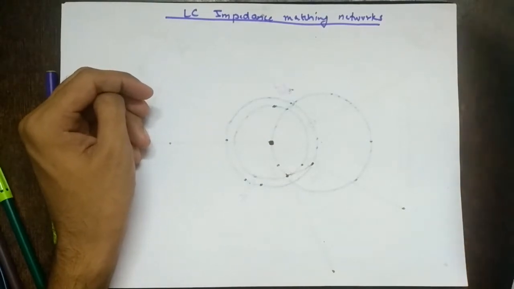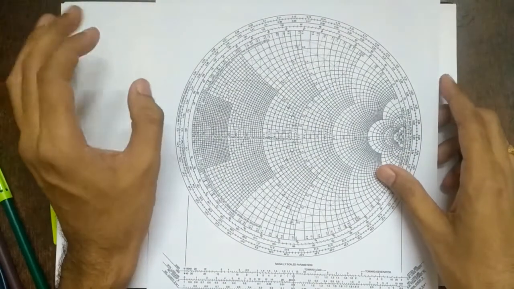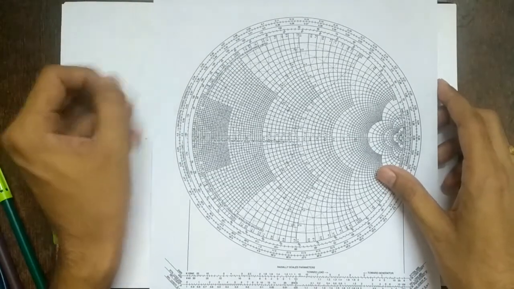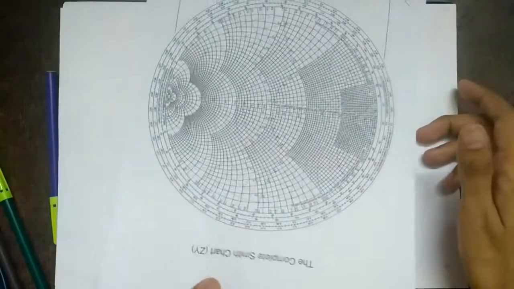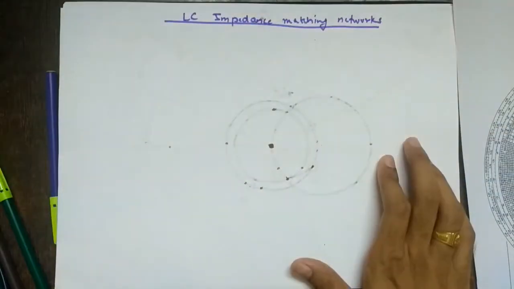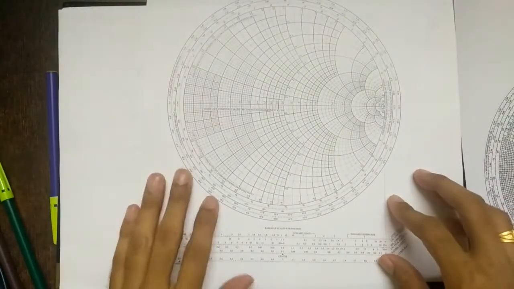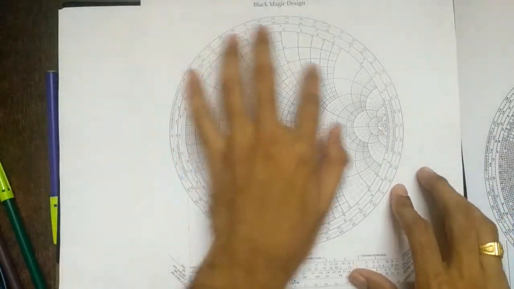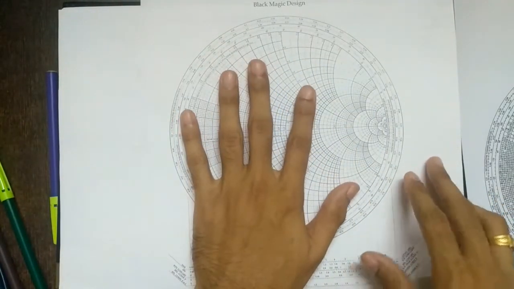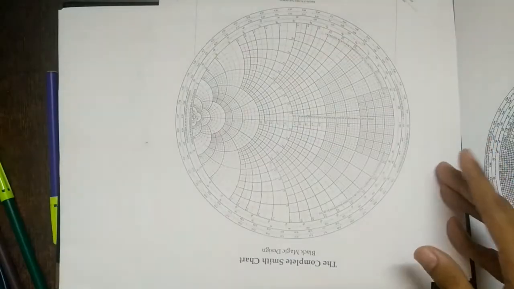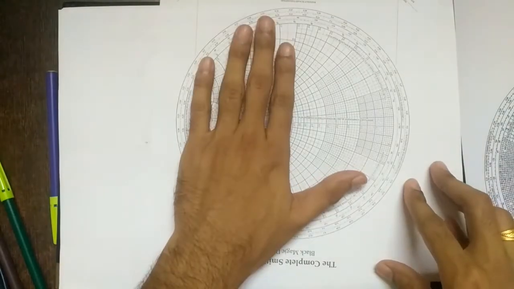So far we have used what? A normal Smith chart, which is called the impedance Smith chart. Whenever we required an admittance Smith chart, we rotated it by 180 degrees. So it became an admittance Smith chart, right? So this is our normal impedance Smith chart. Anything which you plot here is an impedance, Z equal to R plus jX, right? Now I rotate it by 180 degrees. What will I get? It is an admittance Smith chart.